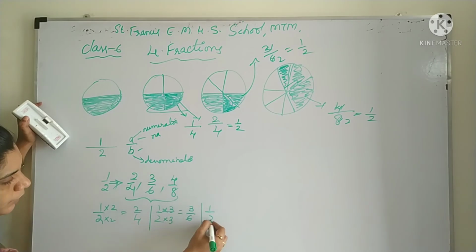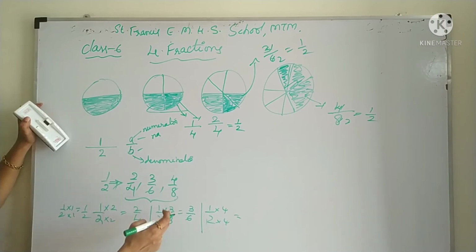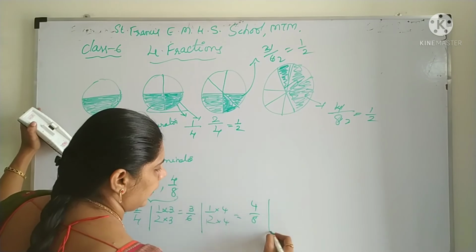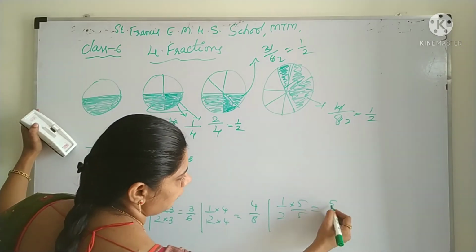Now see 1 by 2. I am multiplying, just increasing my numbers. If you multiply by 1 by 1, see what happens. Again you are getting 1 by 2 only, right? So that's why I have ignored 1 here. I have started with 2. 2, 3, 4. 4 by 8. Again 1 by 2 into 5 by 5. What are you getting? 5 by 10.